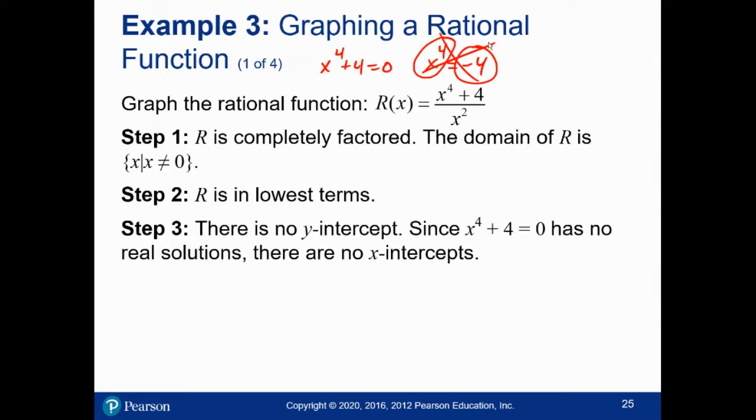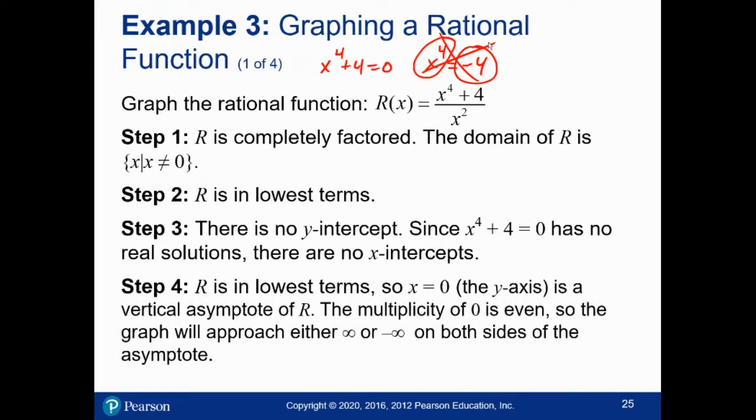The domain is everything other than 0, because that would make the denominator 0, which means there's no y-intercept. But we already know, in fact, that the numerator has no roots either. That was also part of our seeing that it was completely factored, which means there are no x-intercepts either. There are no intercepts at all. It's already written in lowest terms, so the root of the denominator is a vertical asymptote. But now, compared to previous examples, the root 0 had the term x squared associated to it. That's of even multiplicity. That means the asymptote will be positive on both sides or negative on both sides. I'm still not sure which, but it's the same on both sides because it was an even multiplicity vertical asymptote.